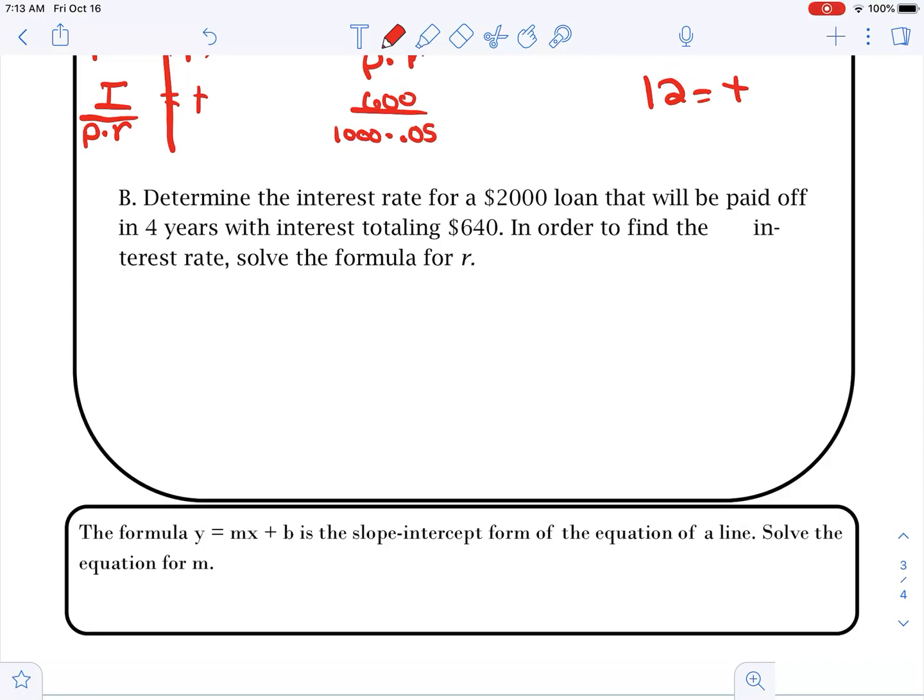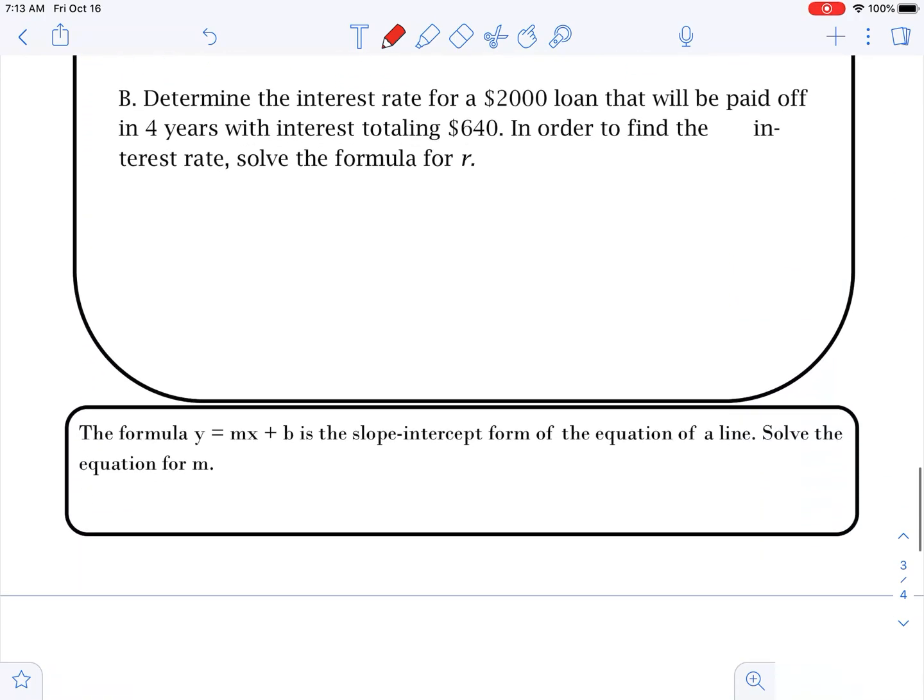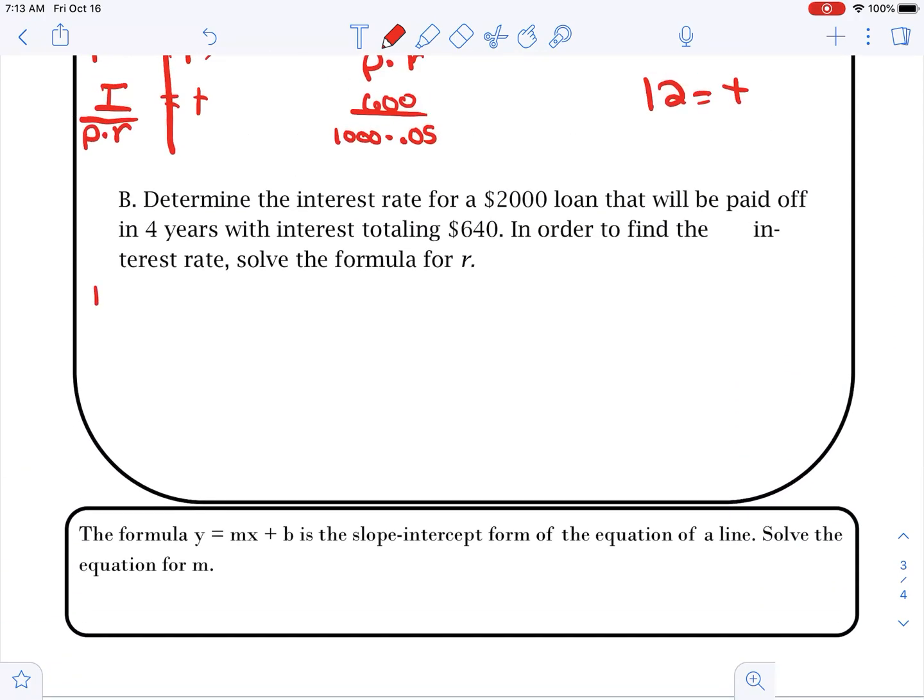Last one here, well, we'll go through the bottom one as well, but determine the interest rate. So again, if you go back up to the top, our interest is equal to your principal times your rate times your time. It says here, determine the interest rate. So we want to solve for R. To get rid of P, we would divide, and to get rid of T, we divide. So we're going to divide by P and T. So our interest over our principal times our time will give us our interest rate.